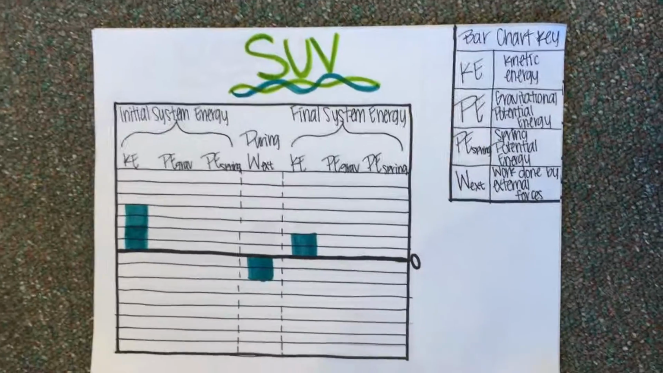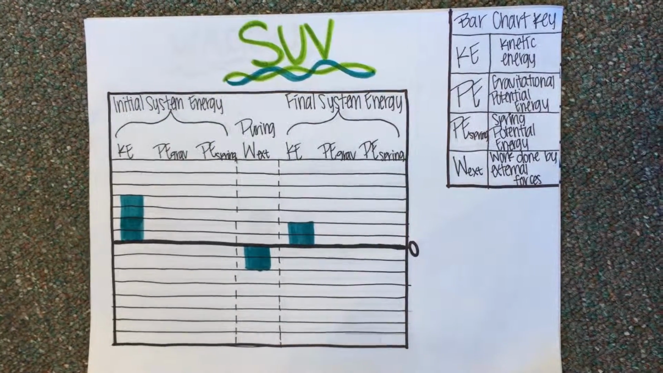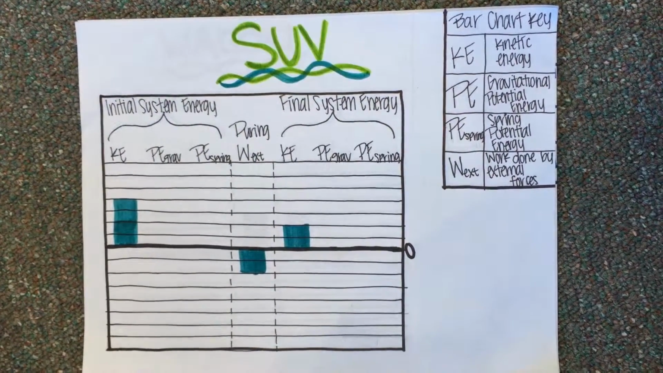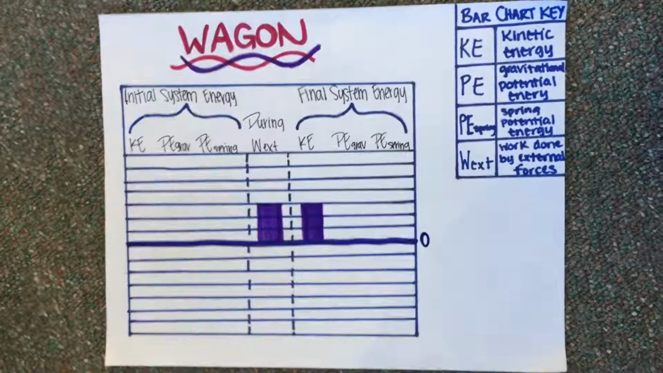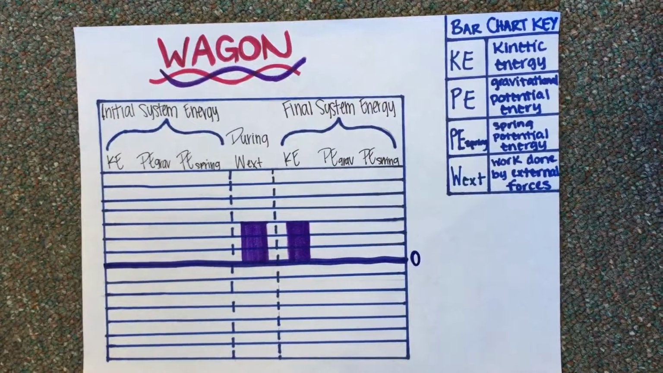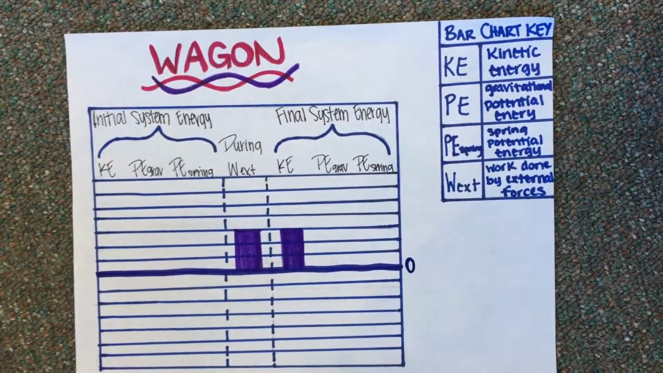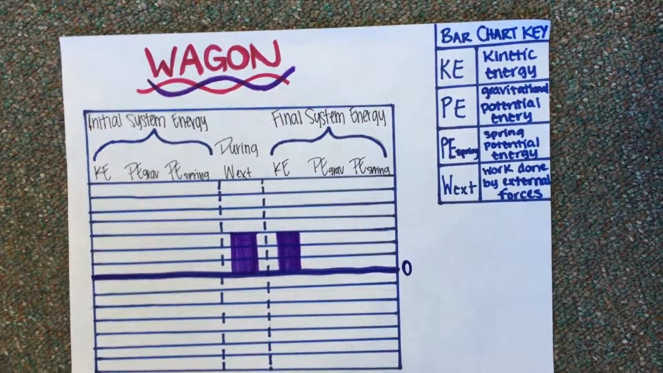The work energy chart for the SUV shows that before the collision, it had a greater kinetic energy than it did afterwards. The work energy chart for the wagon shows that before the collision there was no kinetic or potential energy until the collision occurred, then it gained kinetic energy.